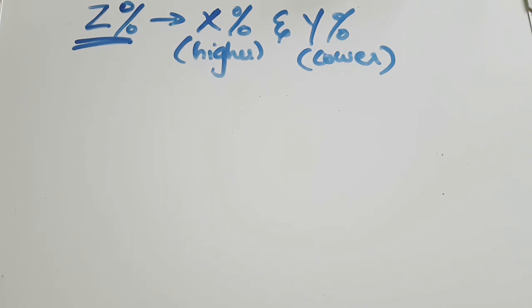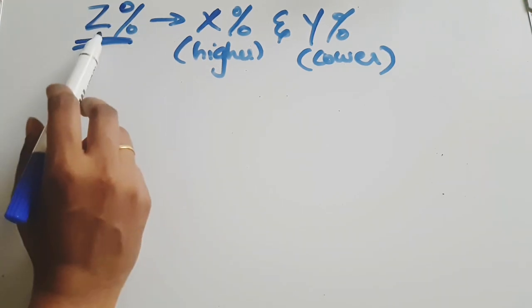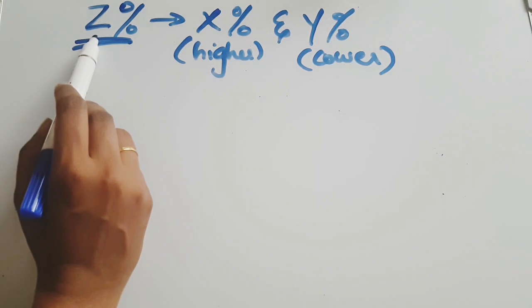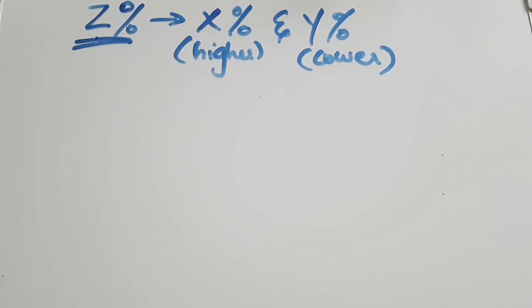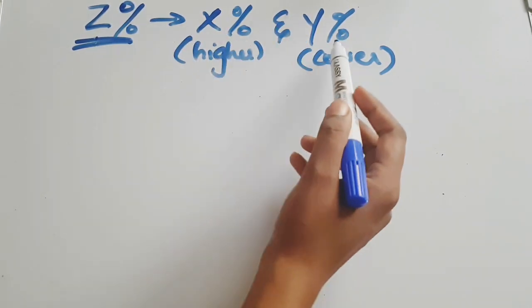First we can see the general topic, that is the general alligation method. Here, once again, we are making a third percentage concentrated solution by mixing solutions of X percentage and Y percentage strength.